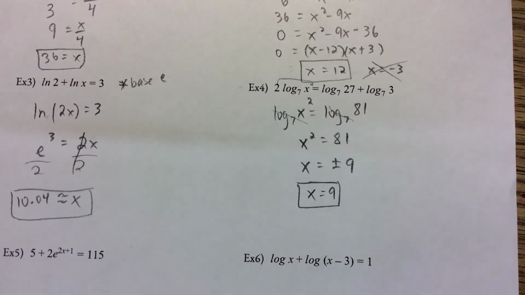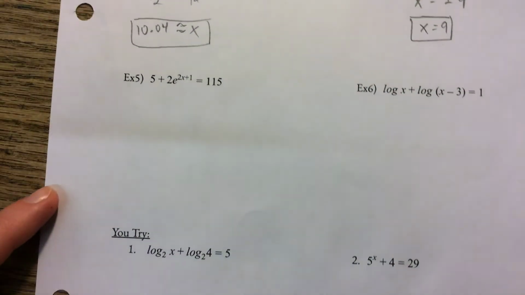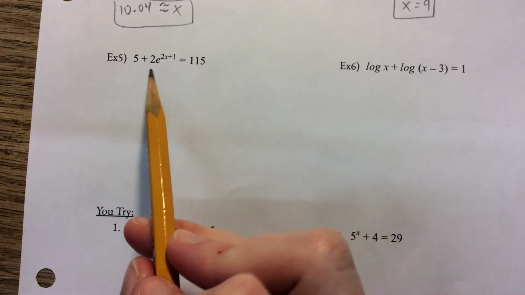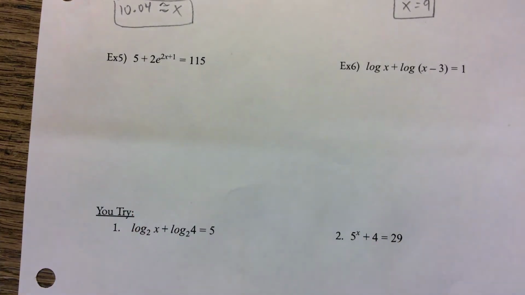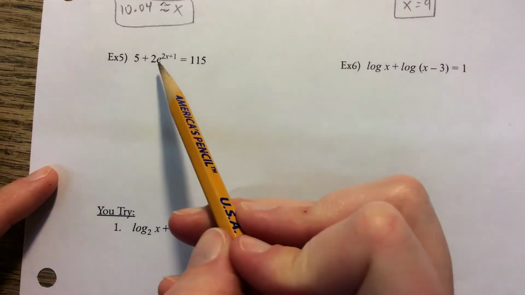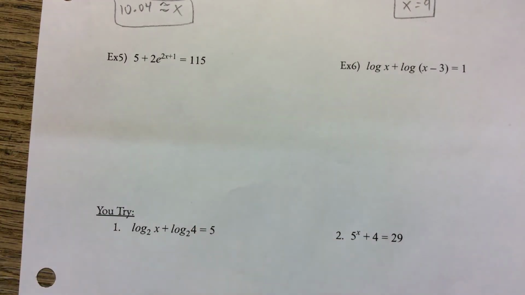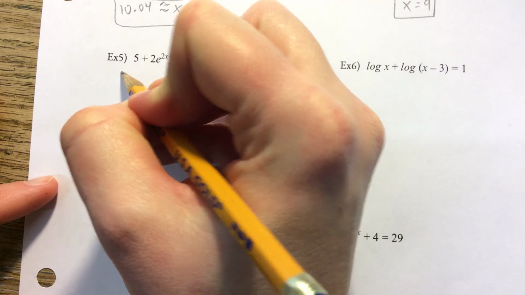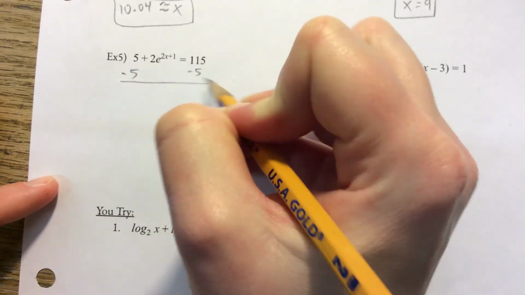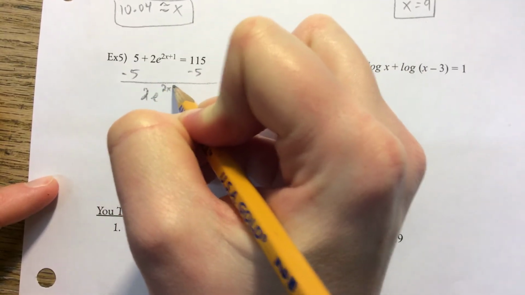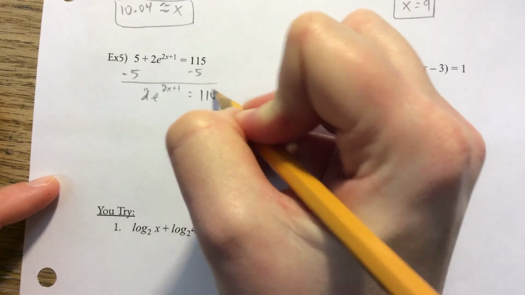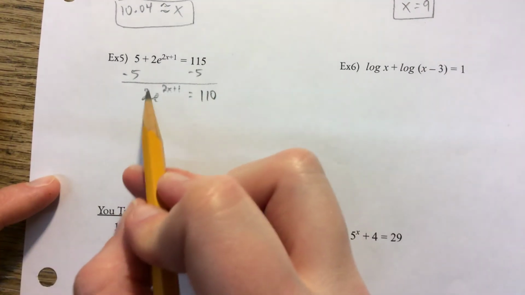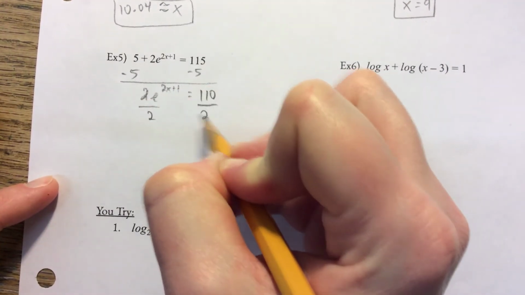Okay, two more to look at here. So example 5, we have an e again. So again, this is going to be a situation where we're going to use a natural log. But I want to get this e by itself. You want to simplify the exponential function as far as you can first before you switch it. So I would first subtract 5 from both sides. Now I can divide this 2 off on both sides.